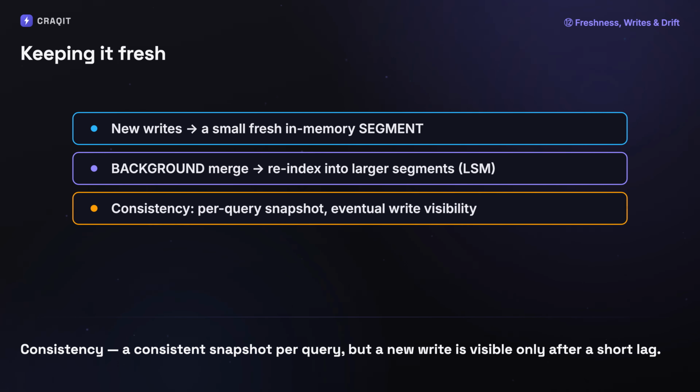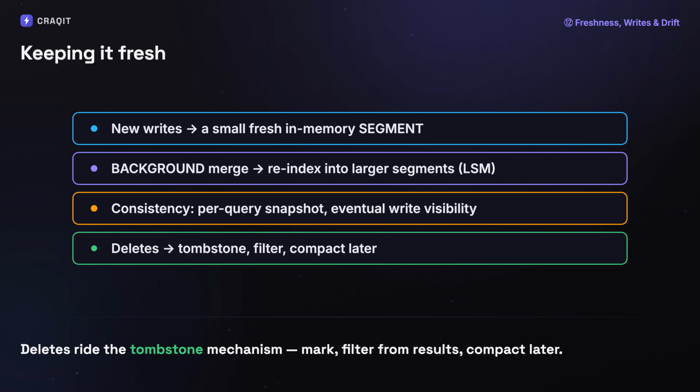There's a consistency angle worth naming here too, because a query reads the big index plus one or more fresh segments. Systems usually give you a consistent snapshot per query, but only eventual visibility of a brand new write. That few-second lag you agreed to back in requirements is exactly what buys this architecture its speed. Deletes ride the tombstone mechanism from the HNSW chapter. Mark, filter from results, compact later.